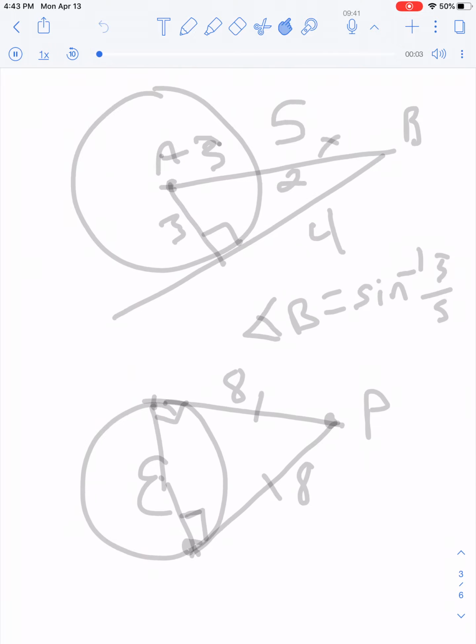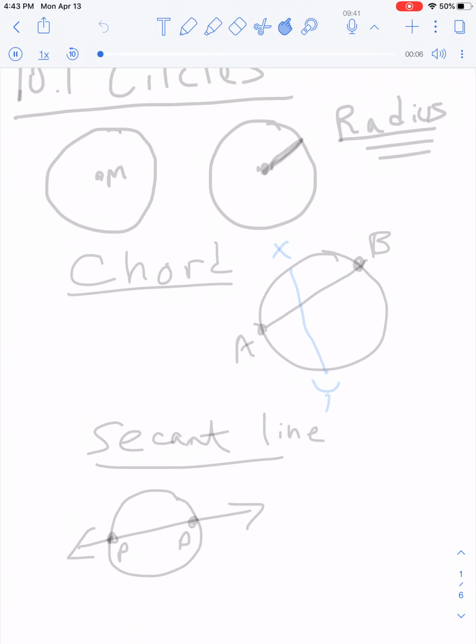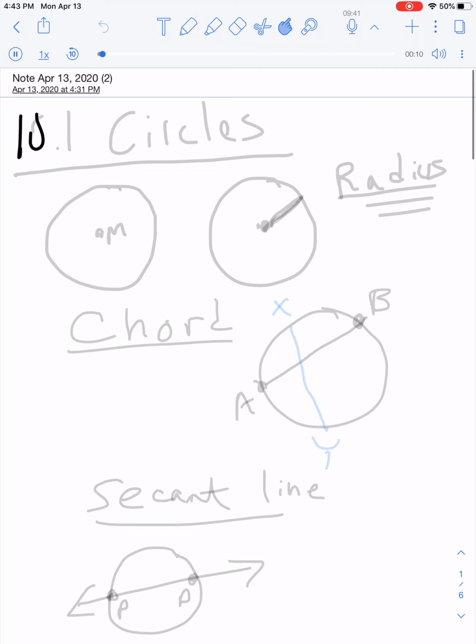Okay, we are going to start section 10.1 here today. And 10.1 is on circles. And 10.1 is mostly vocab. So there's quite a bit of vocab I want to show you guys here today.